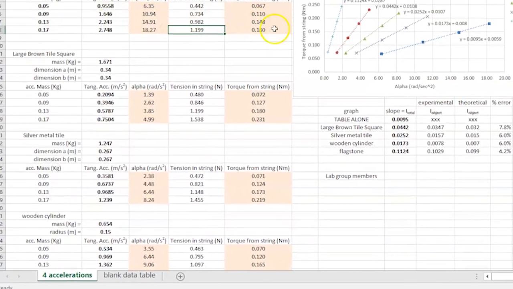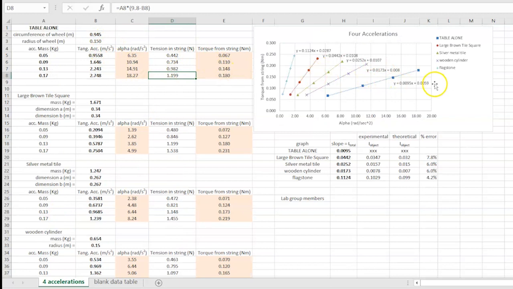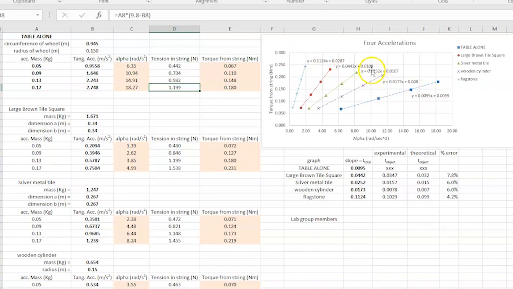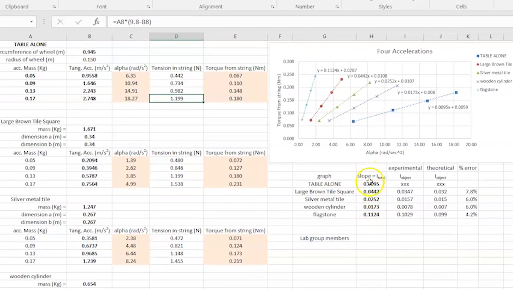Then once I have the graphs, I have Excel make the graphs, then I can use Excel to find equations of the best fit lines, and that's what you see here. And so I take the slope of each of those lines and I enter them into my table. This is like the table that is at the very bottom of your data table sheet.